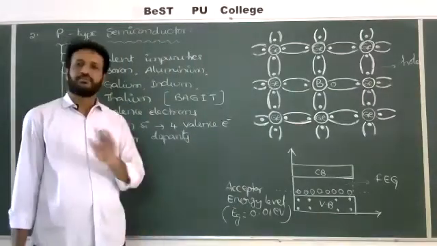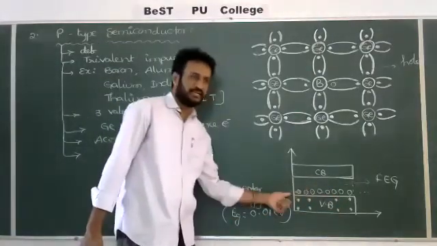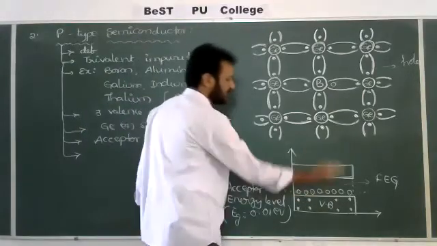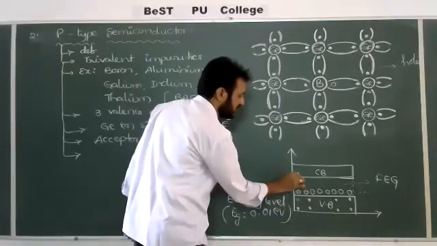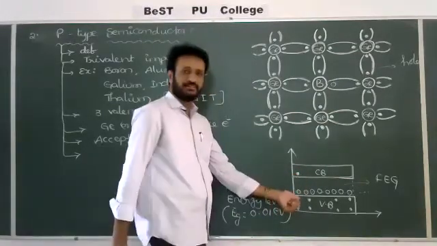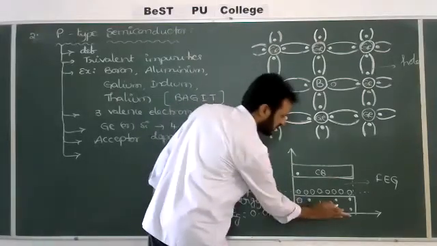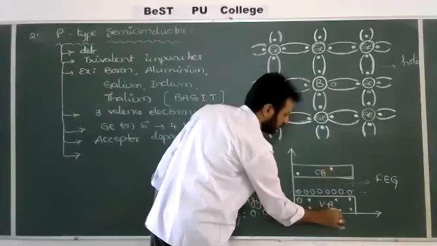For example, at room temperature, what will happen? The electrons in the valency band can absorb some amount of energy and may jump from the valency band to the conduction band. If one electron jumps, check here what will happen: the vacancy of the electron will produce one hole. So one hole will be created. This electron also jumps from the valency band to the conduction band, so one more hole will be created.